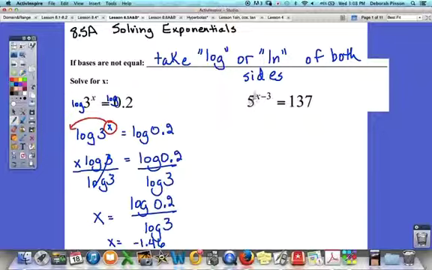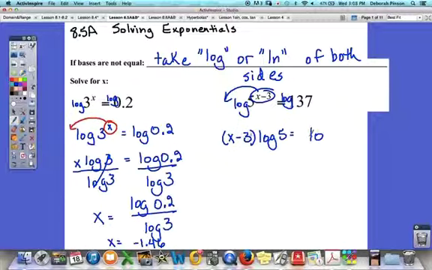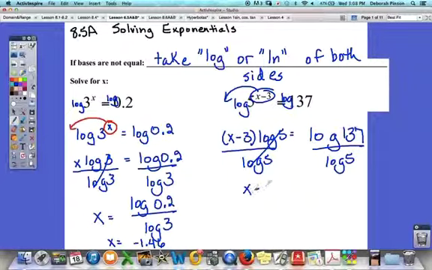Okay, so I'm going to go through, kind of do the same thing here. I'm going to take the log of both sides, which will allow me to pull this to the front. So I've got x minus 3 times log of 5 equals log of 137. And then I'm going to solve for my x. So I'll divide by the log of 5. Now for me, I like to put this all in my calculator at once. So I'm going to go ahead and finish all of my computation, then I'll put it in the calculator. And then I'll add my 3.